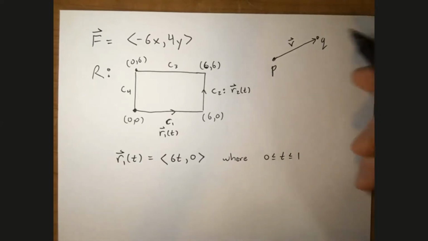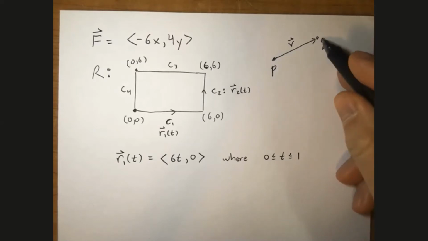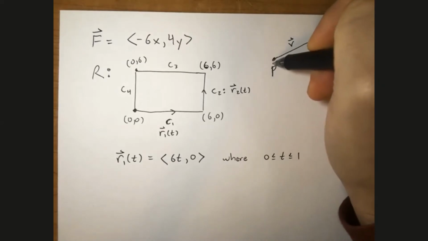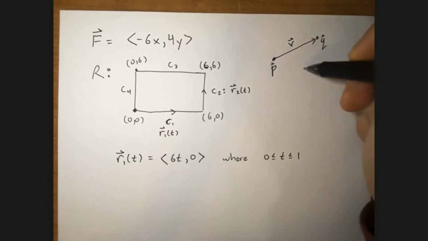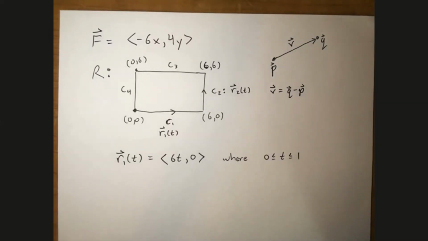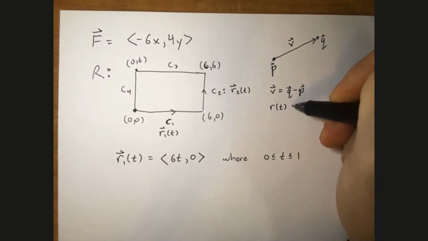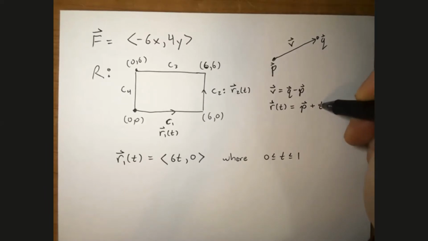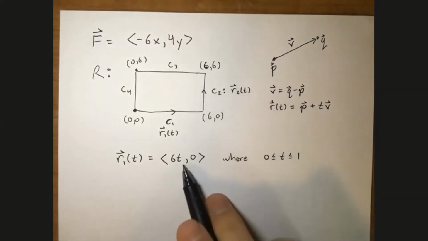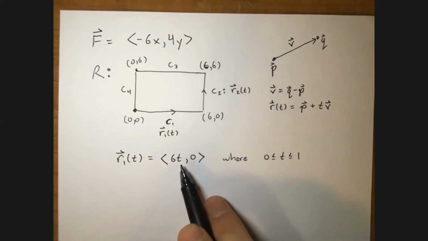And you can write down an equation of the line that goes from here to here by just viewing these as vectors. And by the way, when you do that, v is just q minus p, right? And the line r of t will just be the starting point plus t times this vector. And that is actually what we did here, okay? If you use this methodology, it will produce this.